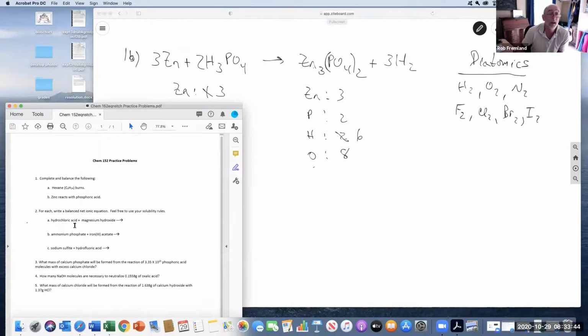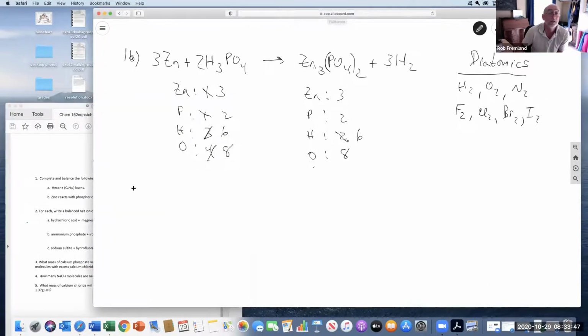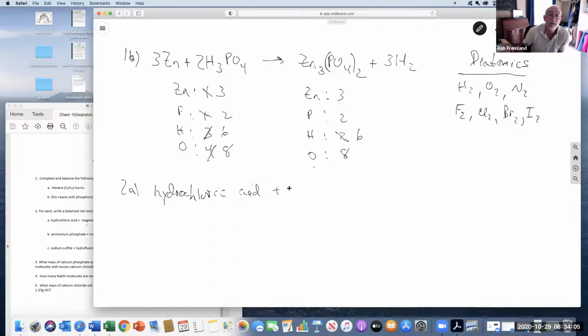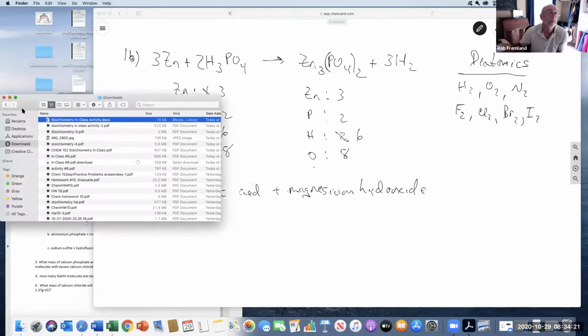2A, so these we're going to balance. We're going to do ionic equations. So let me pull up, now you need to have this memorized, but I'm going to pull up hydrochloric acid and magnesium hydroxide. I'm going to pull up a couple of files here, so that they'll take a minute to upload, but that's all right. Let me find where they are.